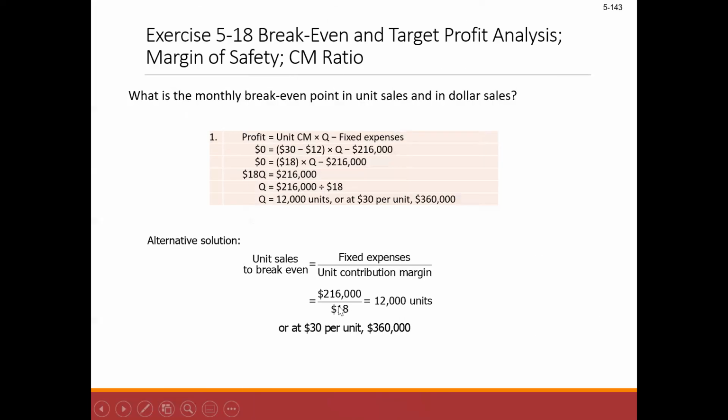So the monthly break even is going to be the fixed expenses, which we're going to divide by 18. So we know the $30 minus the variable expenses of 12. The net is the contribution margin, 18. We're going to divide 216 by 18 to give us 12,000 units or $360,000 in dollars. Make sense?